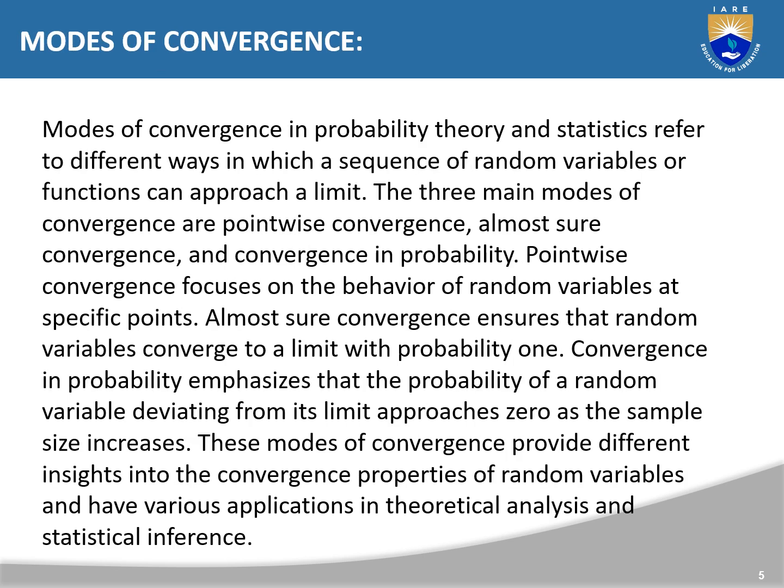In this slide, we are going to learn the modes of convergence. Modes of convergence in probability theory and statistics refer to different ways in which a sequence of random variables or functions can approach a limit. The three main modes of convergence are pointwise convergence, almost sure convergence, and convergence in probability. Pointwise convergence focuses on the behavior of random variables at specific points. Almost sure convergence ensures that random variables converge to a limit with probability 1. Convergence in probability emphasizes that the probability of a random variable deviating from its limit approaches zero as sample size increases.